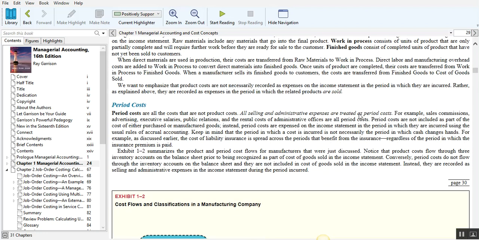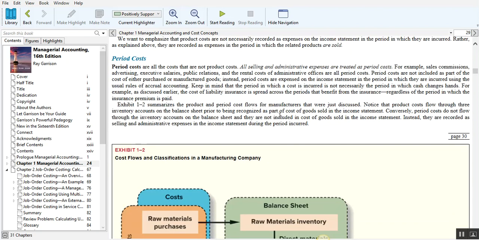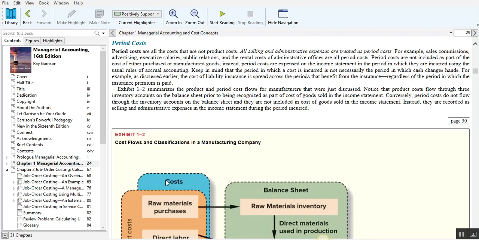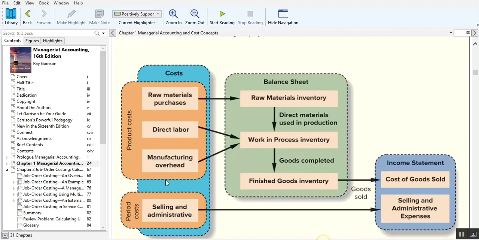Period costs are not product costs. If we're talking about a period cost, we're talking about something that would fit into administrative and general expenses, sales commissions, for example. So period costs are something that's not going to be associated with a product. A period cost is actually going to be something that happens in a specific period and is not attachable to an inventory. So we don't have any connection between it and inventory.